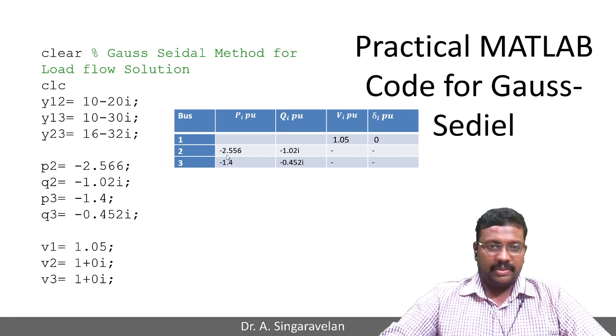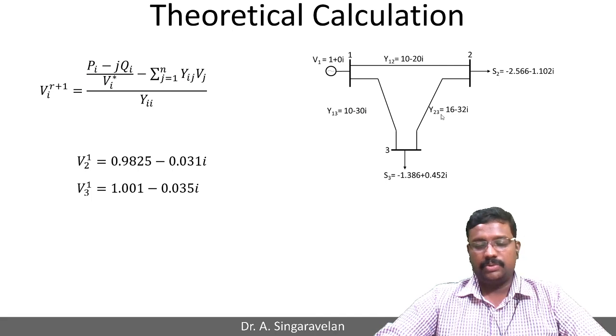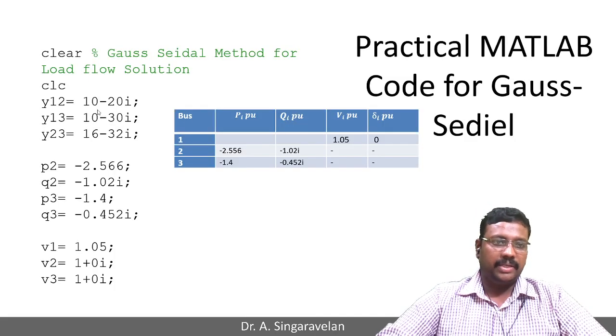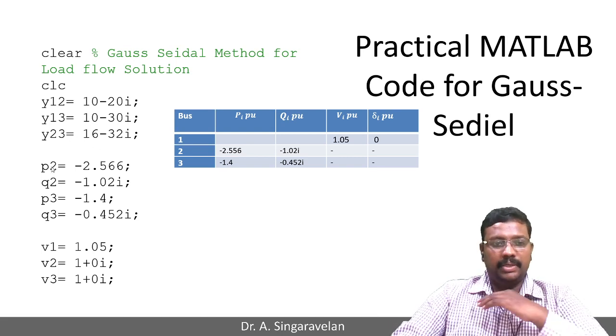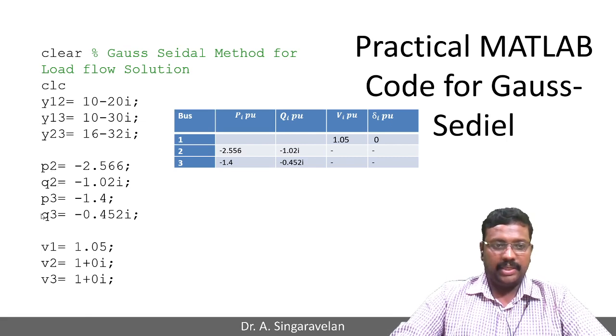As per the given data in the table column, we are going to start this. What is Y12? Y12 is given in the question. So this is Y12, this is Y13, and this is Y23. All these values we give in the code, by giving the values directly. And the real power at bus 2, reactive power at bus 2, real power at bus 3, and reactive power at bus 3 we get from this table column. You need to fill these in.